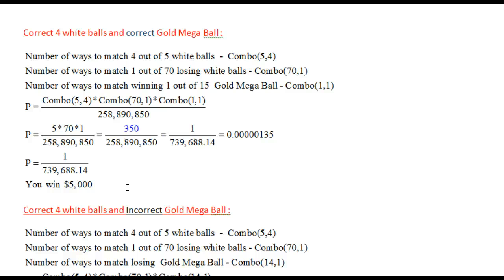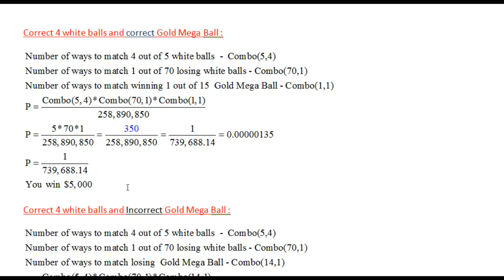So the number of ways to match 1 out of the remaining 70, because we have 75 balls, we pick 4 of them correct out of the 75, but we picked 1 wrong, so that means we picked 1 out of the 70 losing balls. Okay, so we got combo 70, 1, and we got to calculate that. And then the number of ways to match winning 1 out of 15, which we did win that, so that's 1-1. We did that before.